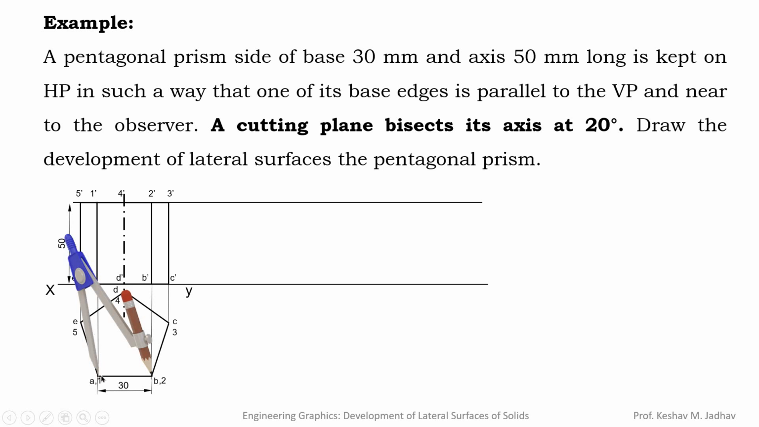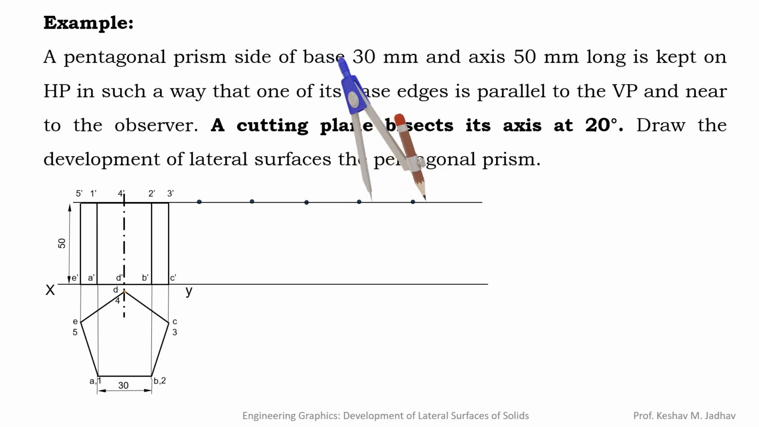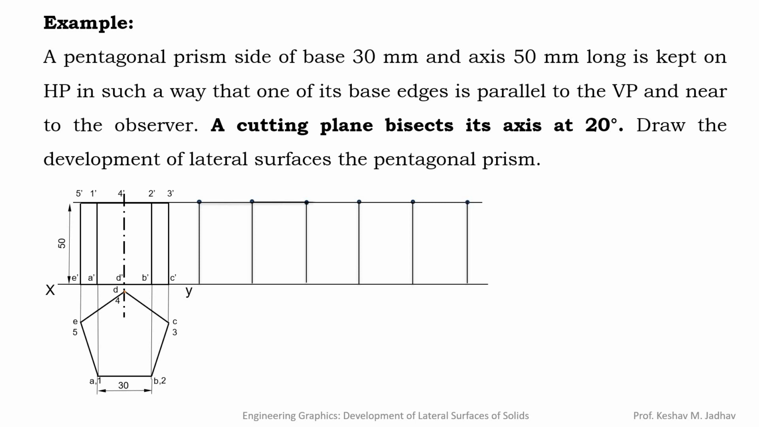So we can use a compass, and on these projections we can mark the points at 30 mm each like this. From each point we can draw vertical lines and complete the 5 rectangular faces. So this is the development of lateral surfaces of the pentagonal prism. Here we can give the names A, B, C, D, E and again A. Here also 1, 2, 3, 4 and again 1.